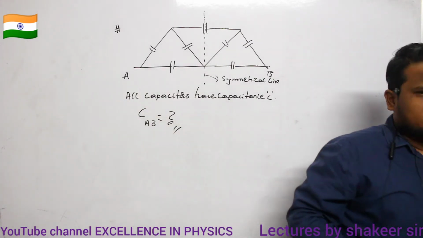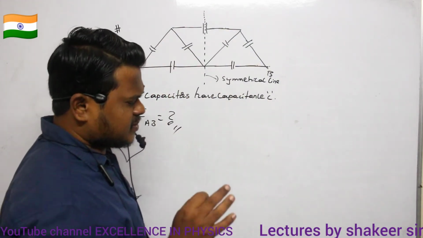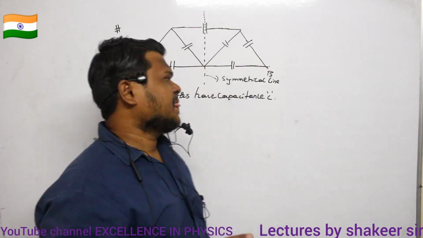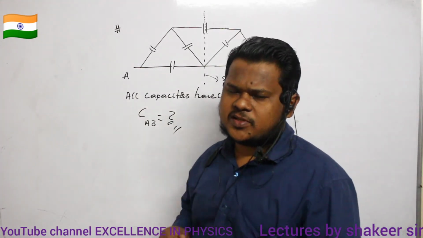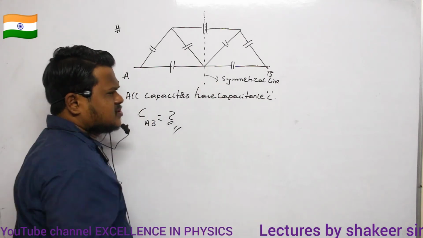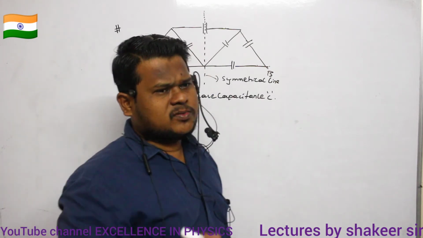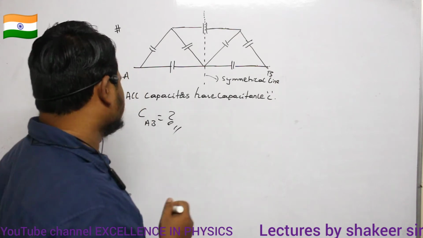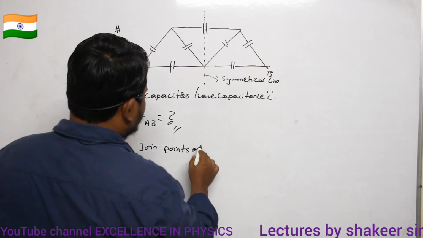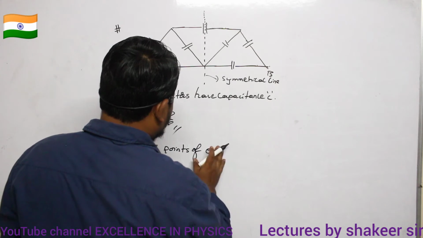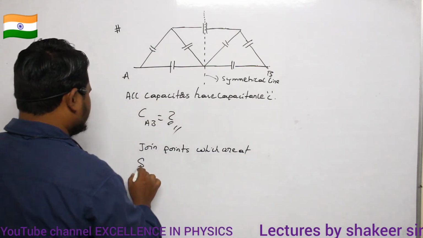Are you able to understand what is the difference between previous questions and these questions? In previous conditions, capacitors were present on the line of symmetry. But here there are no capacitors on the line of symmetry. Clear? If you see this point here, there is no capacitor at all. Similarly, at this position, the symmetrical line is passing through the center of the capacitor. Therefore, what can I do? Here is how I can solve this problem: join the points which are at the same potential.